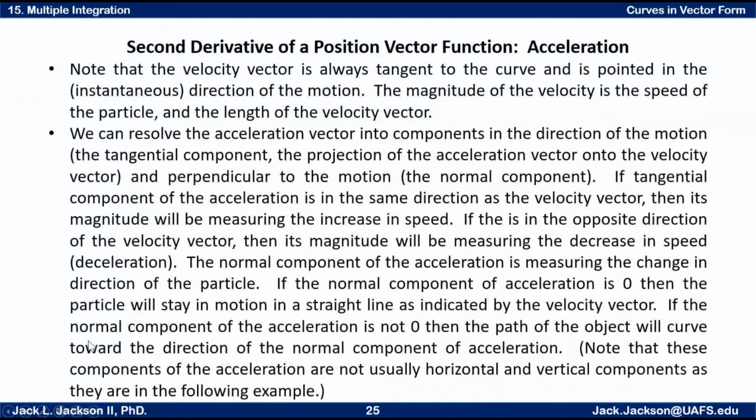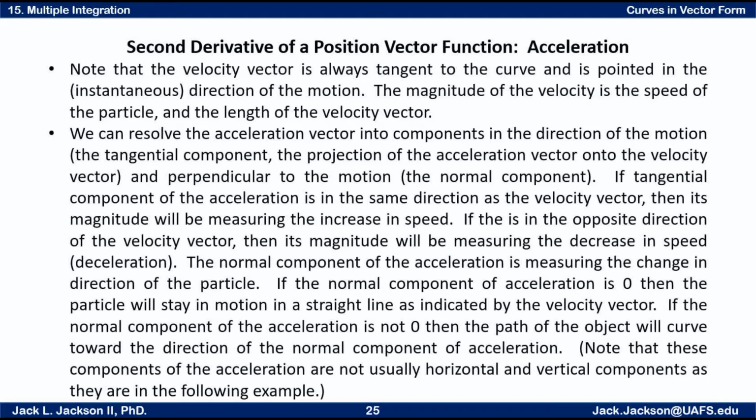So how can we interpret a couple of these things? Well, once again, note that the velocity vector is always tangent to the curve, and it's pointed in the instantaneous direction of the motion. The magnitude of the velocity is the speed of the particle and the length of the velocity vector. We can resolve the acceleration vector into two components, one in the direction of motion, that's called the tangential component because it's going to be tangent to the curve, and to find that, it's just the projection of the acceleration vector onto the velocity vector. And then there's the component that's perpendicular to that. That's called the normal component.